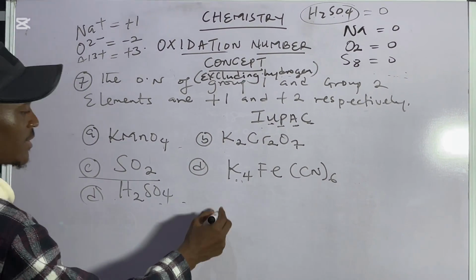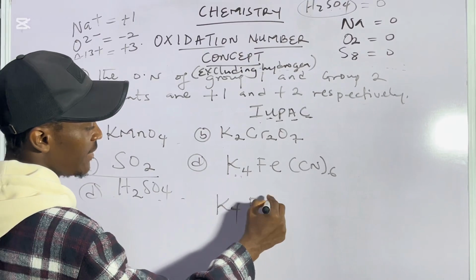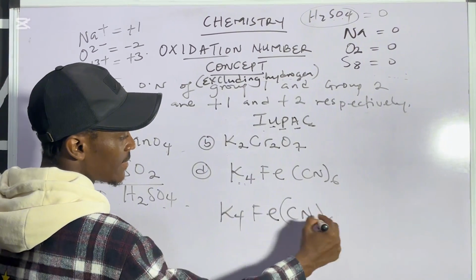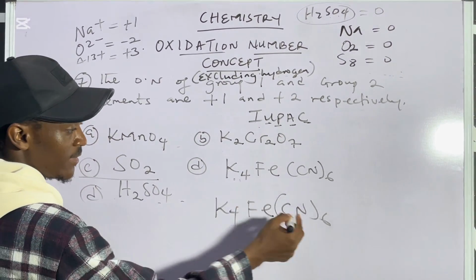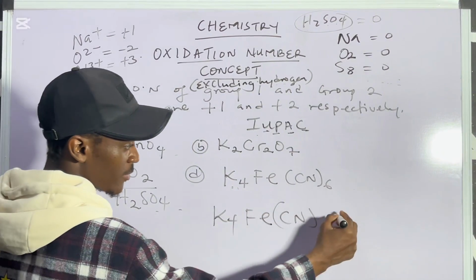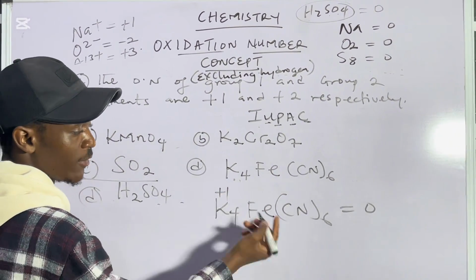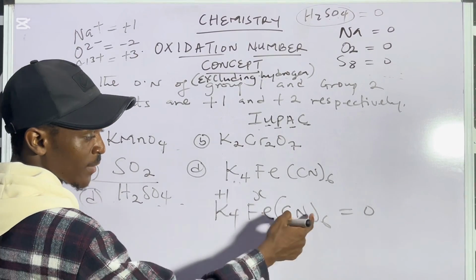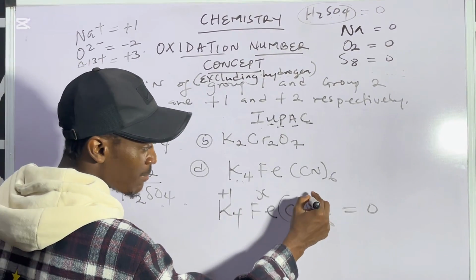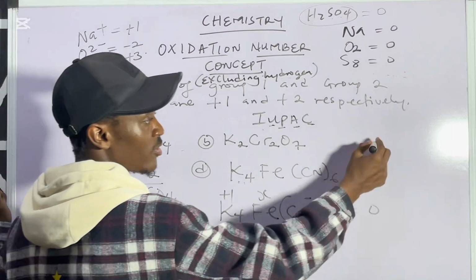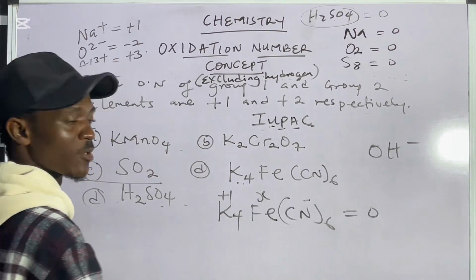Now, this D, which is K4Fe(CN)6. Now, potassium here, of course, this is actually a compound, you remember, so it must be equated to 0. Then potassium here is +1. Iron here is unknown, that's what we are told to find. Then this cyano group is minus. Just like when we say hydroxy group is OH minus, cyano group is also minus.